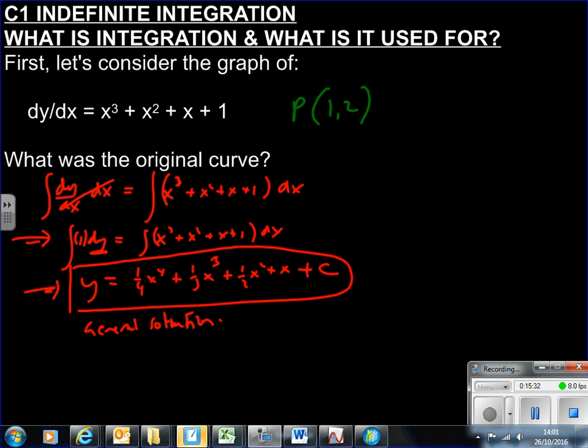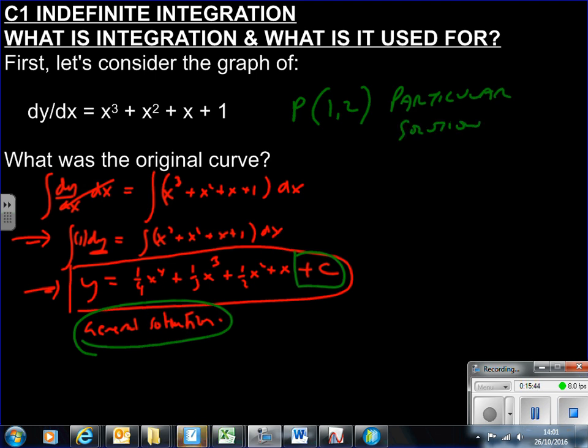So remember, this is my general solution because it has a plus c in it. I don't know what it is. If the question asks for the particular solution, then this is when you must be given a point or some reference in order to know what that is. So particular solution means I must have a point. And now I can find what plus c is, can't I? If I sub that in. So y is 2 and x is 1.